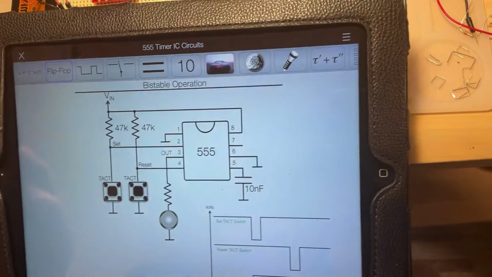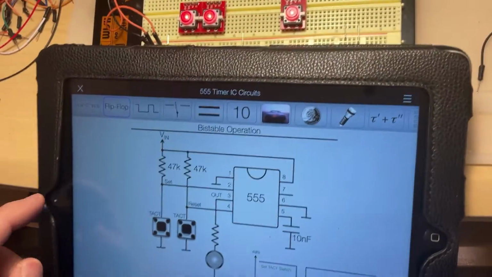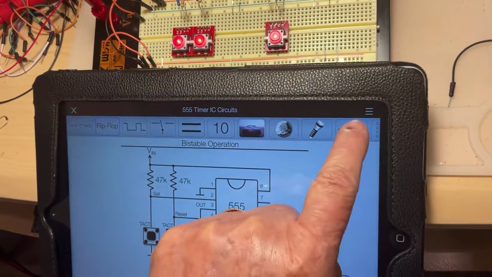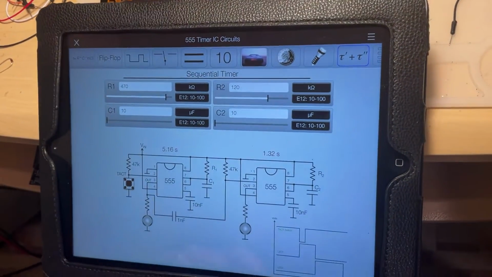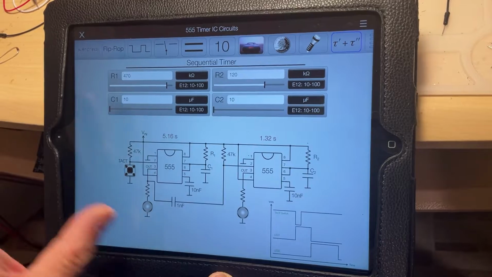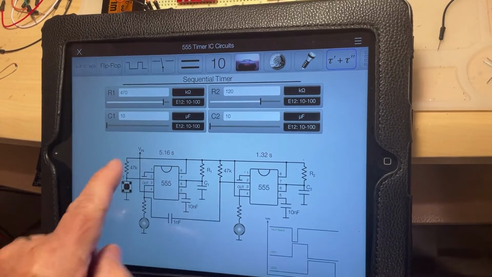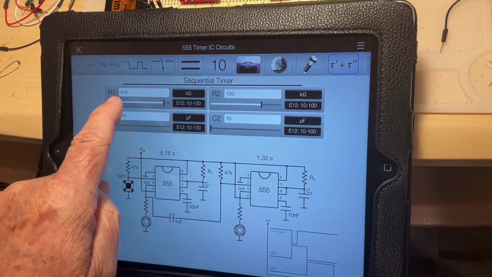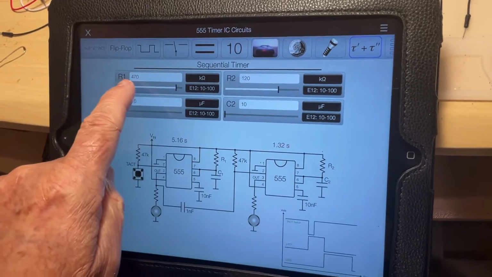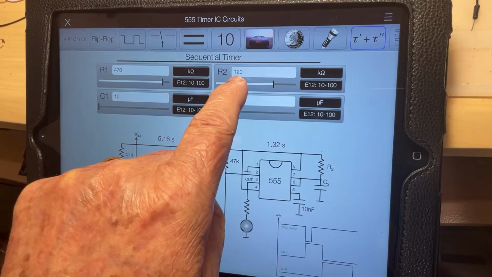And finally, if I go for the circuit having 2 cascaded monostables, this one here, time 1 plus time 2, here if I choose a longer duration for the first one and a shorter duration for this one, if you take a look at the ratio between the 2 resistors, this one is approximately 4 times bigger than this one.